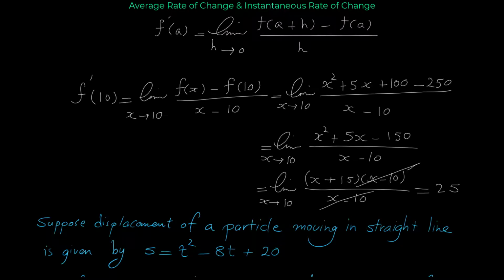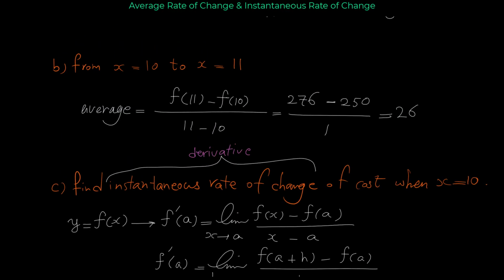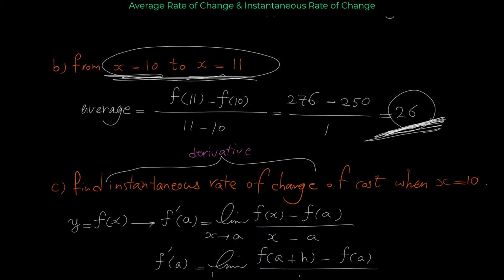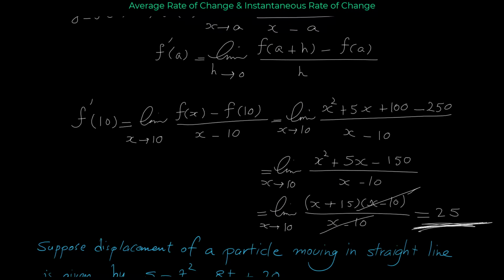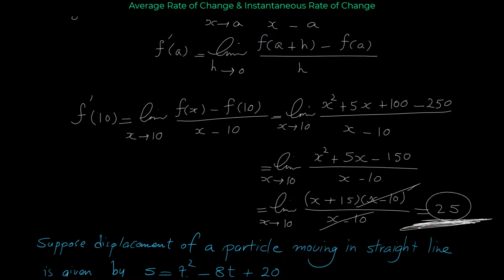Before I show you the next question, look at this number that we got as the instantaneous rate of change, and look at the value of the average rate of change when x changes from 10 to 11. The average rate of change when x goes from 10 to 11 is 26. The instantaneous rate of change is 25. As you can see, these numbers are close to each other, and this is not something random.